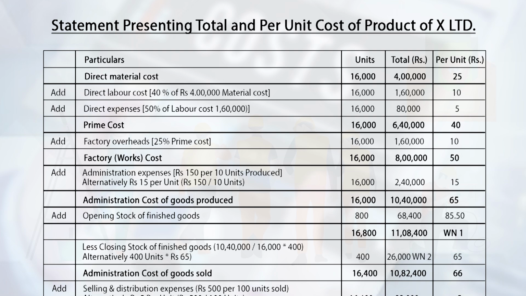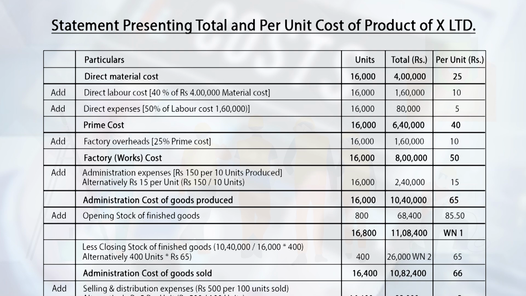Add direct expenses, 50% of labor cost 1,60,000, which is rupees 80,000, giving us prime cost of rupees 6,40,000 and per unit prime cost is rupees 40. In prime cost, add factory overhead, which is 25% of prime cost, amount is 1,60,000 and per unit cost is 10, which will give us factory works cost rupees 8 lakh, per unit cost is rupees 50.